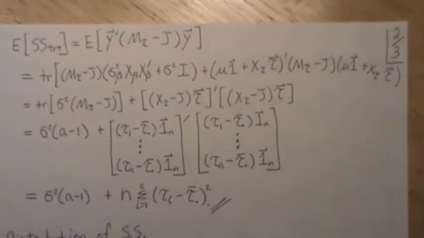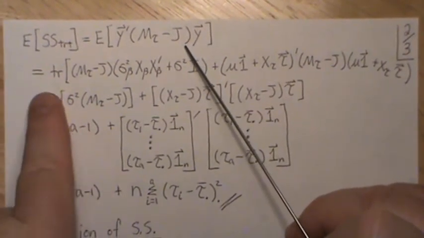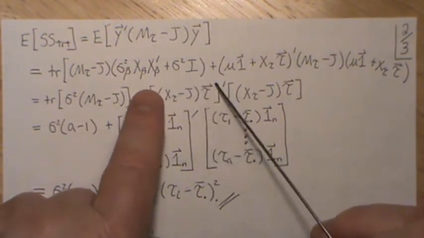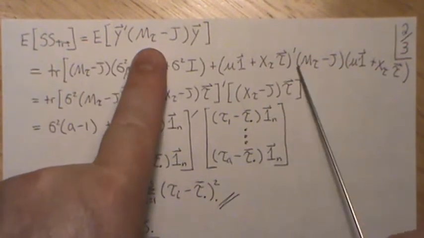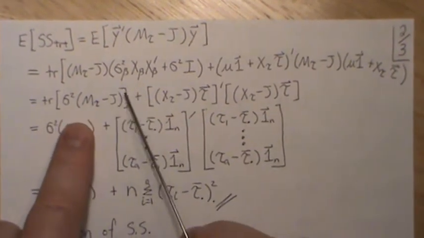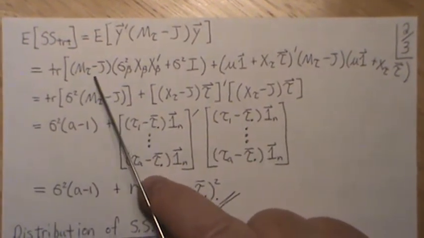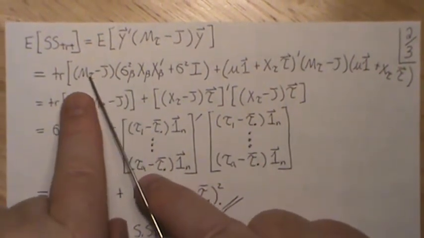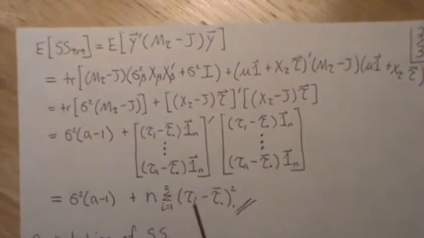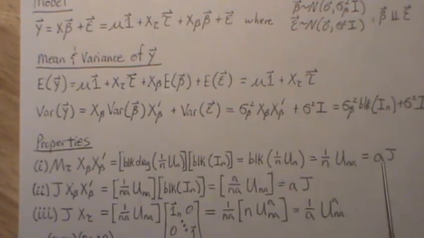So now let's look at the expected value of the sum of squares treatment, which in quadratic form is this. So it's the trace of this matrix times the variance, which is this, plus the mean of y, times that matrix, times the mean of y. Now here, when we did the properties of M tau, M beta, and J beta, we got the same thing, a times J and a times J.